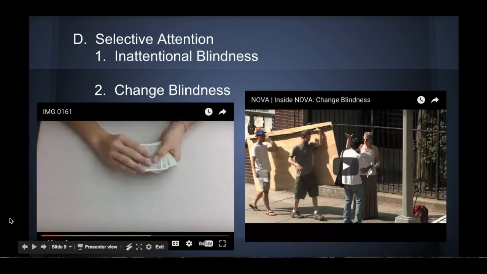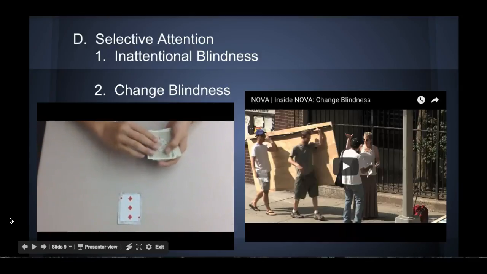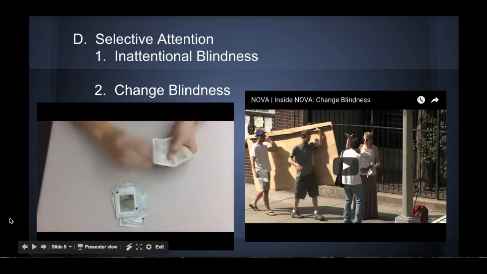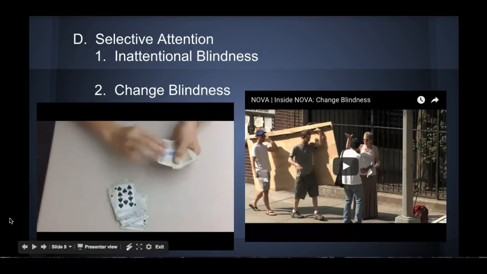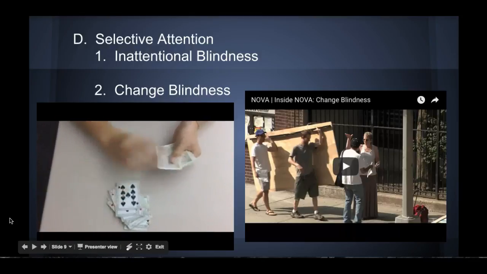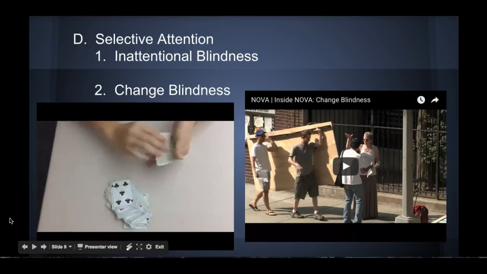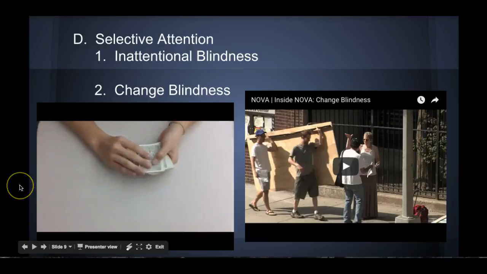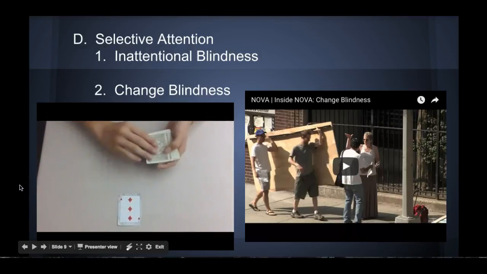Count every red card you see. So that would be 1. Ready? Go. Okay, very quick. How many red cards did you see? Did you notice anything else? Let's play it again. Pay attention this time and see if you can pick up on other things. Count every red card you see. So that would be 1. Ready? Go.